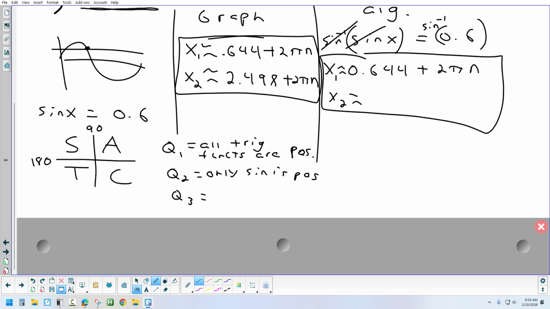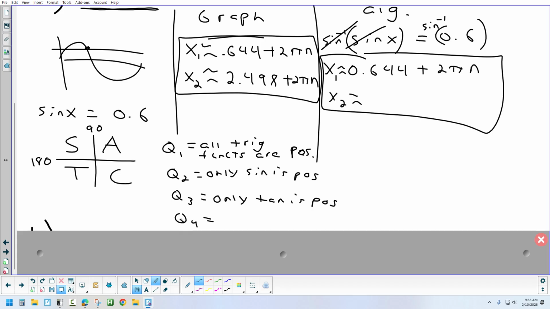In quadrant 3, those are the angles between 180 and 270. The only trig functions that come out positive in quadrant 3 are tangents. And of course cotangents, because you flip it and it's still positive. Okay. But everything else in quadrant 3, sine, cosine will be a negative. And in quadrant 4, those represent the angles between 270 and 360. The only ones that come out positive in quadrant 4 are cosine.